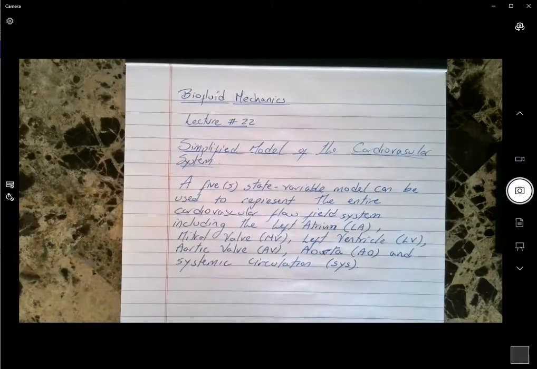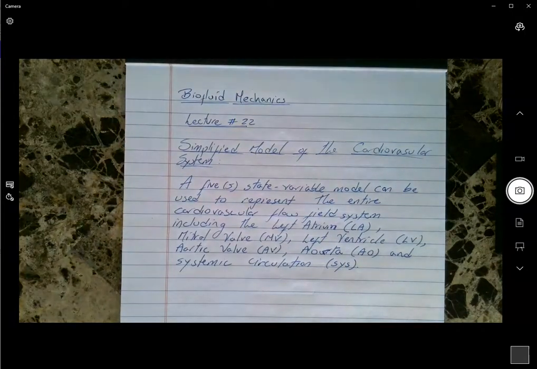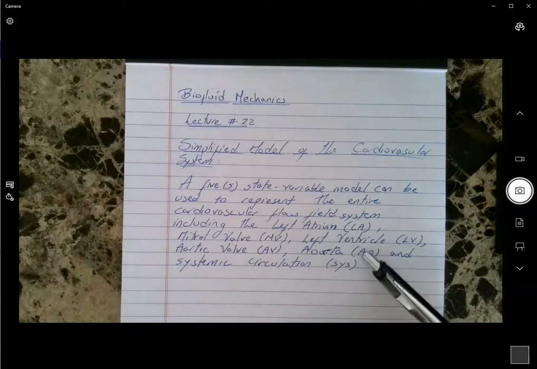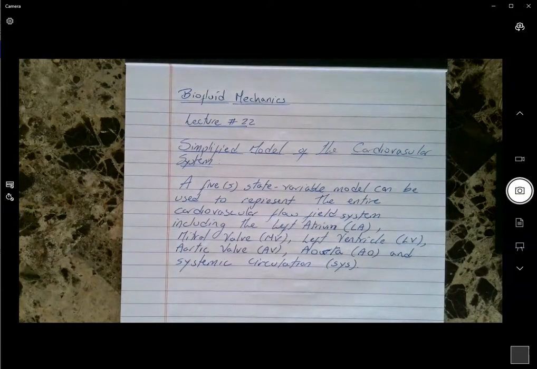So this is a very reduced order lumped parameter model, as it only has these five elements, or these five state variables, representing the pressure of the left atrium, the pressure of the left ventricle, the pressure and the flow in the aorta, and then the pressure in the systemic circulation.